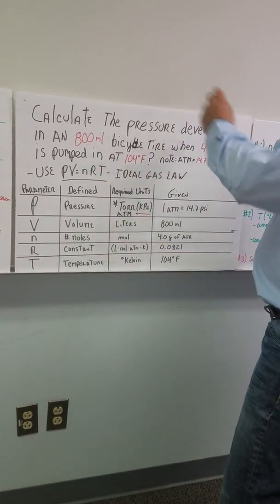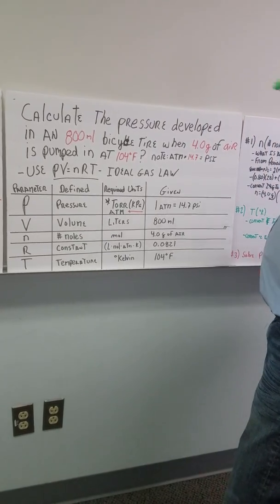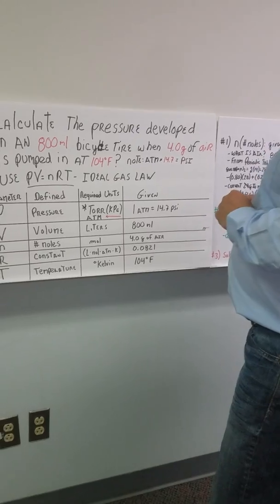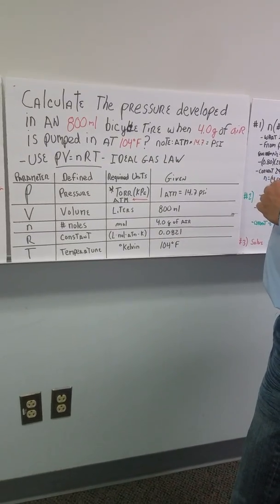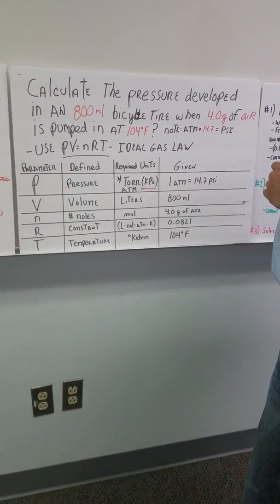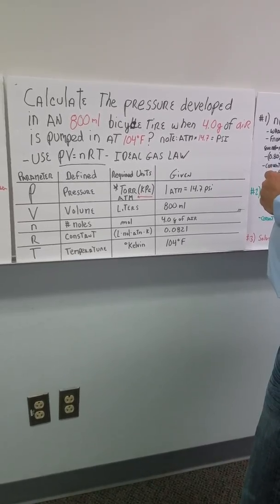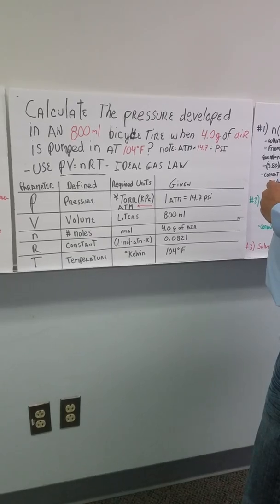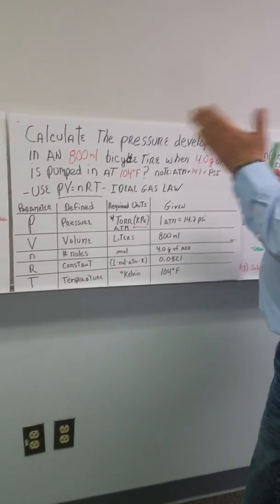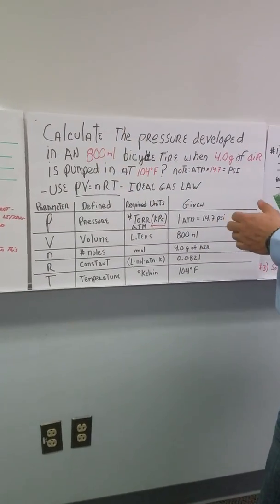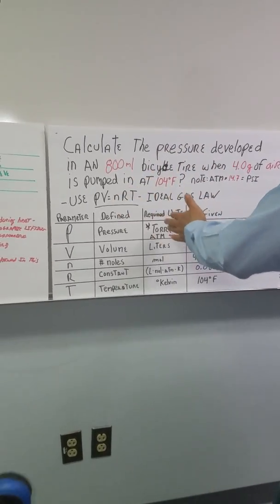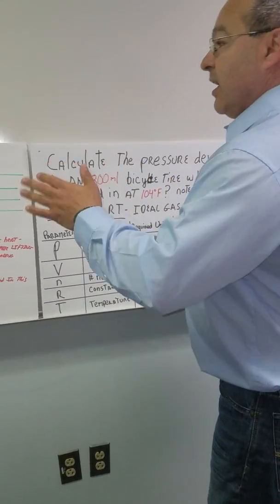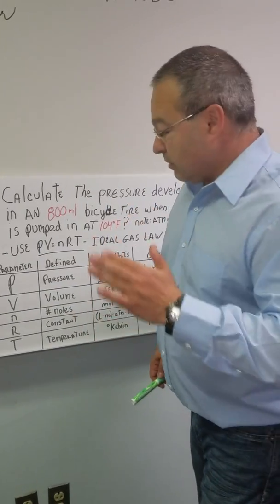Okay, how are we going to use the ideal gas law today? I've got a simple question here. Well, actually, it may not be that simple, but we'll make it simple. The question is this: we want to calculate the pressure developed in a bicycle tire when a certain amount of air is pumped in at a certain temperature. We have some roundabout units here, so we'll go with what we're given in the equation. Again, we're going to be using the ideal gas law, which is PV equals nRT.